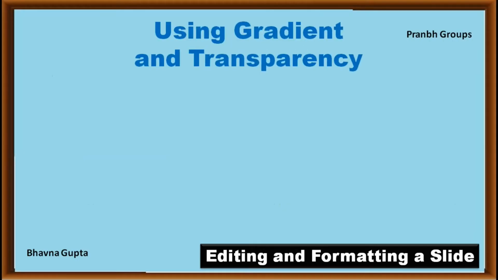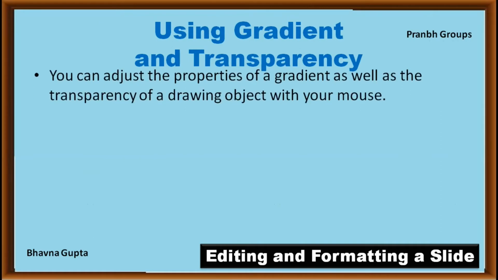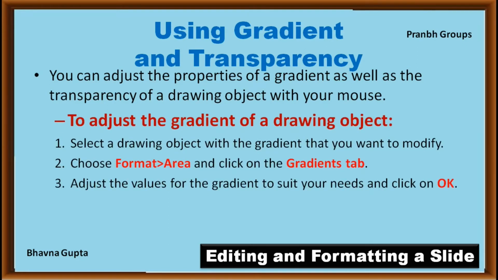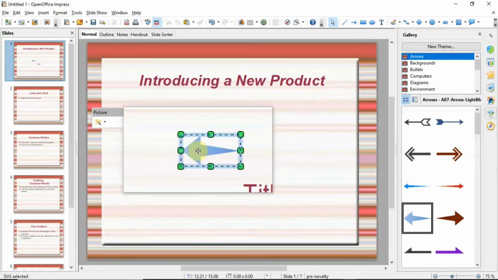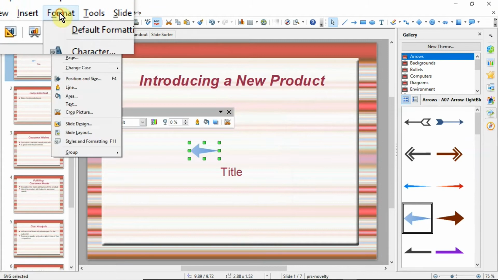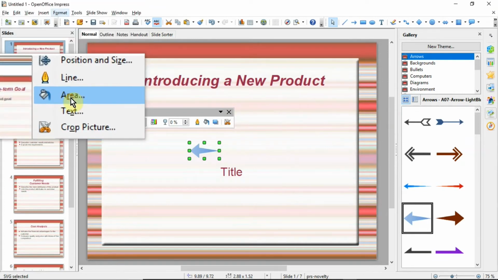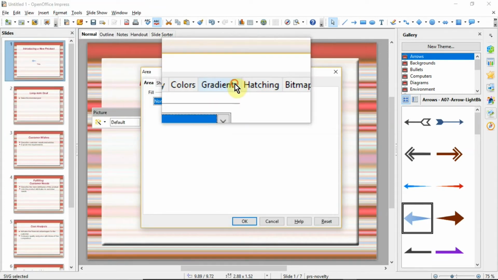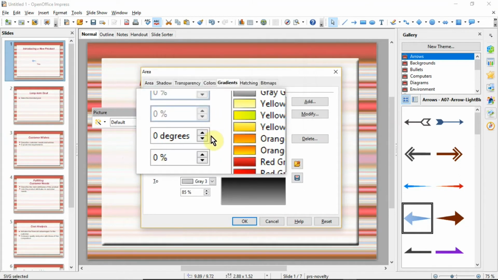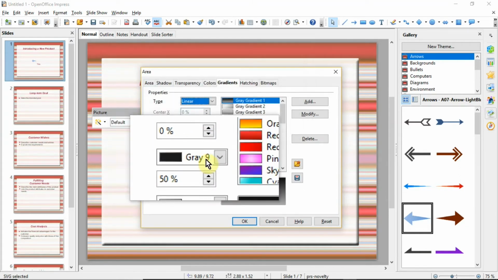Next topic is using gradient and transparency. You can adjust the properties of the gradient as well as the transparency of a drawing object with your mouse. To adjust the gradient of a drawing object, follow these steps. Firstly, select your object here and then click the Format menu and then click Area and then click Gradient and then change the value of the gradient.